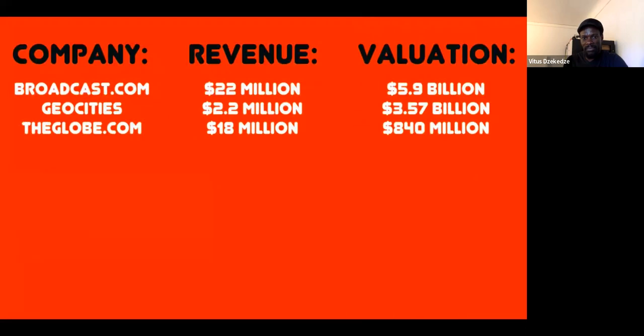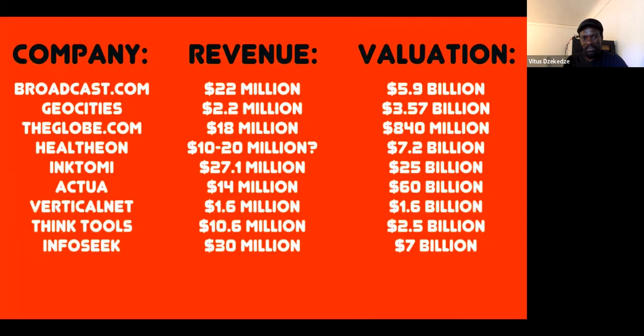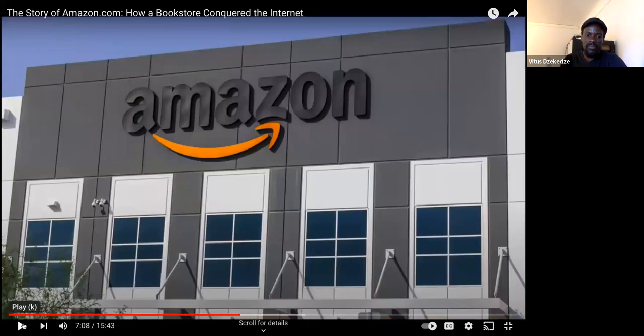Broadcast.com, GeoCities, TheGlobe.com, Healtheon, Inktomi, Actua, VerticalNet, ThinkTools, InfoSeek, Global Crossing, Commerce One, and there are actually tons of other ones, but covering all of the billion-dollar tech companies that went bust during the tech bubble would take all day. So all of those names, none of us really know about them. That's because they were valued to be very high. People put their money in there. Before you know it, they are gone. There's nothing like that that exists anymore. It didn't work. So be very careful as you're going out buying Bitcoins and so on.